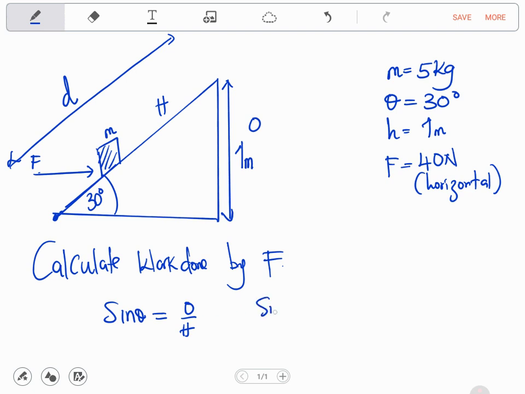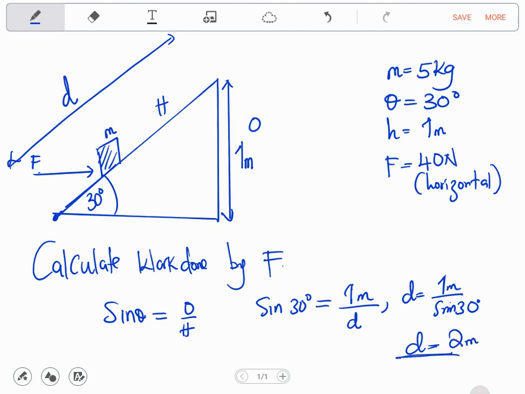In this case, this will be sine 30 degrees is equal to 1 meter over D. Meaning, if I cross multiply, I'm getting D is 1 meter divided by sine 30 degrees. Because sine 30 I know is 0.5, if I divide 0.5 into 1, that will be 2 meters. Meaning my displacement is 2 meters, which is just the distance moved by the effort. Now that I know the distance moved by the effort, F, can I further now go and find the work done?